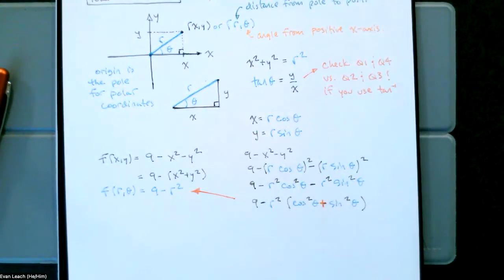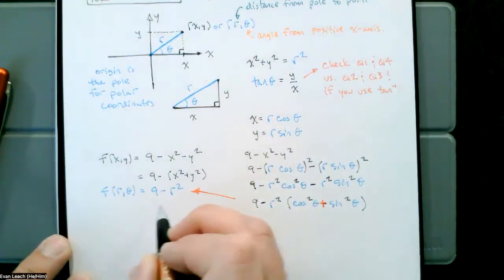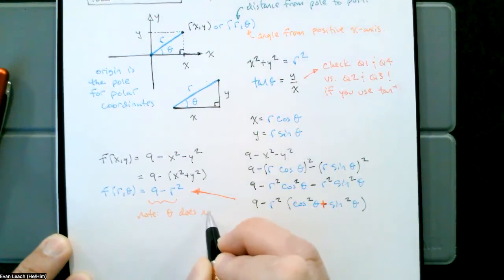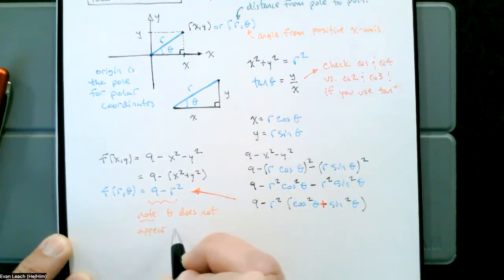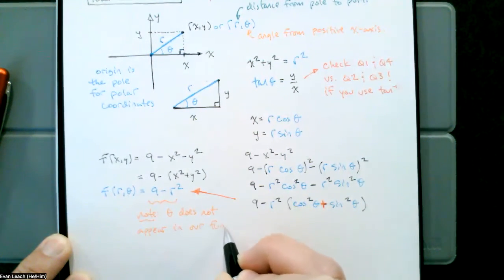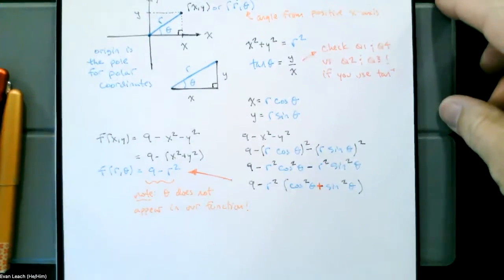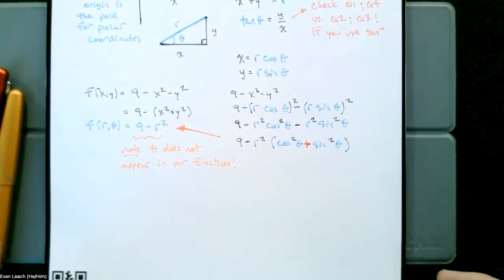One thing to note about our 9 minus r squared is that theta doesn't appear. It's like, well, I thought you said this was going to be a function of r and theta. But we know that when a variable doesn't appear in our equation, it looks the same. It looks like 9 minus r squared no matter the value of theta. When a variable doesn't appear in your function, that means that variable doesn't matter to the function. So if theta does not appear, this is still information. It says it doesn't matter. That means it doesn't matter the value of theta. We just need the 9 minus r squared.